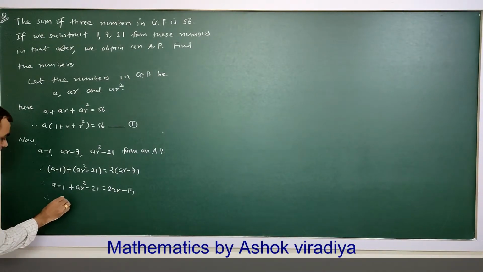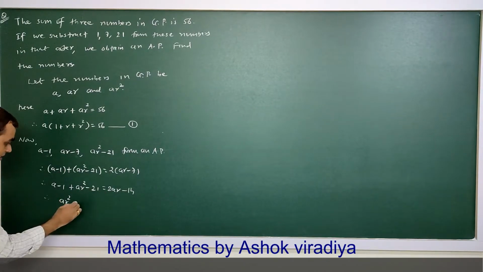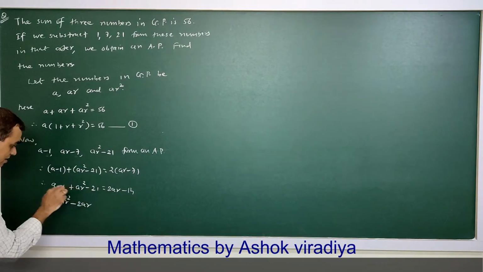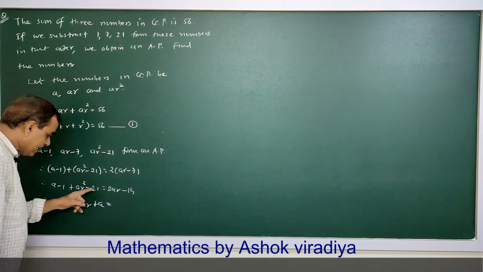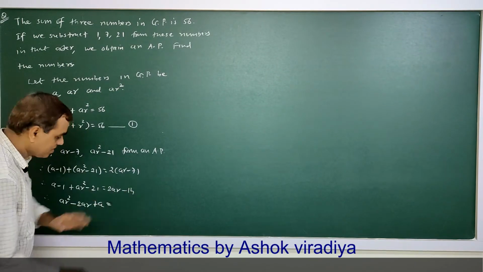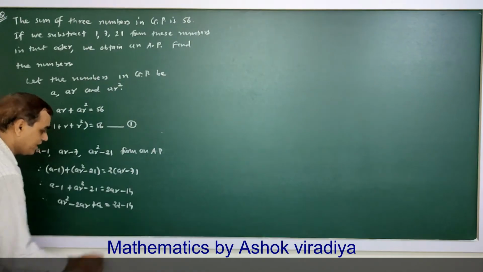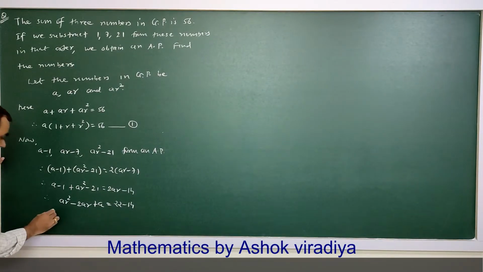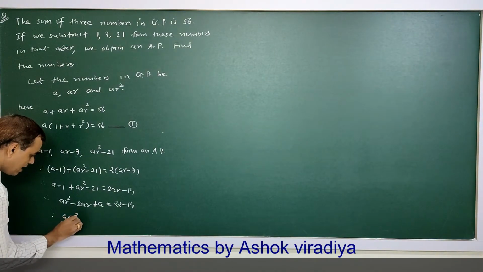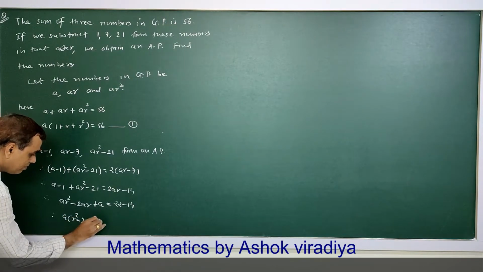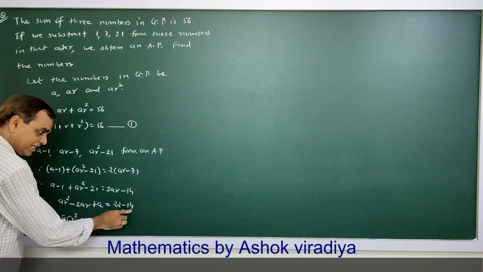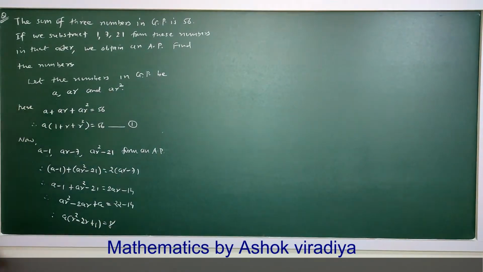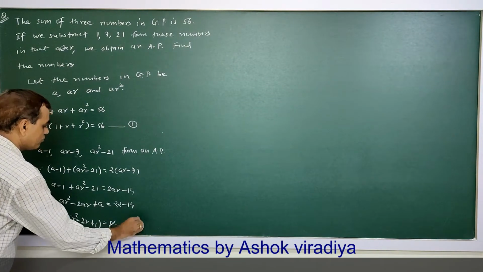Therefore AR square, 2AR take on this side, so minus 2AR plus A keep as it is equal to minus 21 minus 1, I am taking on that side, so plus 22 minus 14. So here A is common, so A times R square minus 2R plus 1 is equal to 24 minus 14, that is 8. So this is another result, result 2.